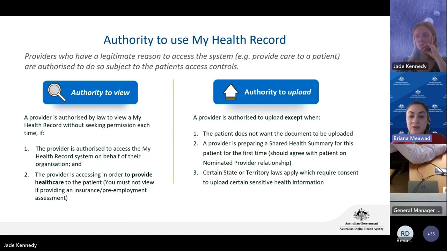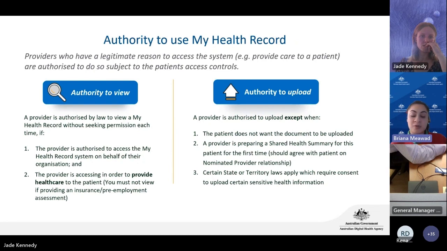Now, the organisation needs to authorise use for individual staff members. So that might involve a process where you must complete training in order to be authorised. There may be additional requirements that as an organisation you decide to set before a person is given authority or access to My Health Record. That could be a clinical or a non-clinical person. So again, this comes down to the process that the organisation has put in place. As long as it complies with the legislation, they can decide on user access.